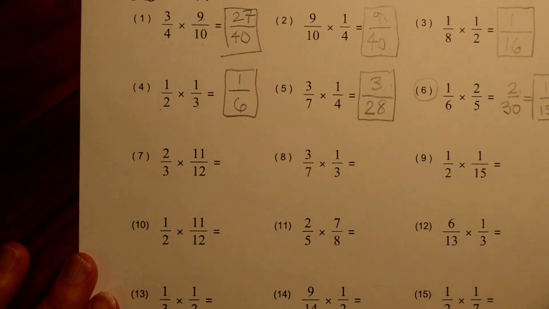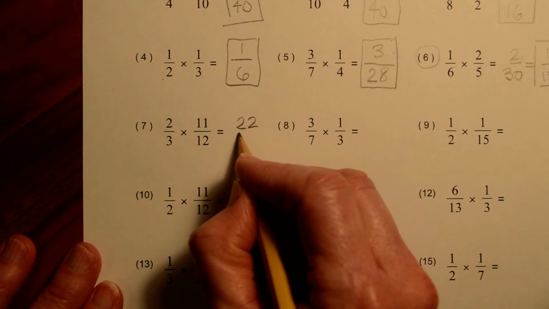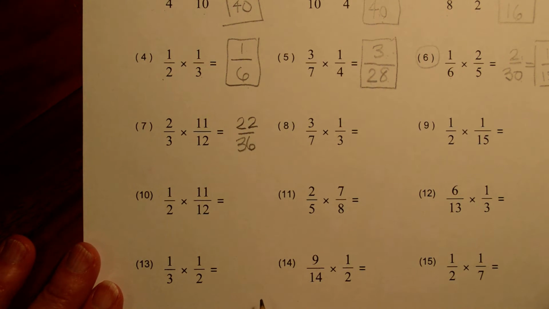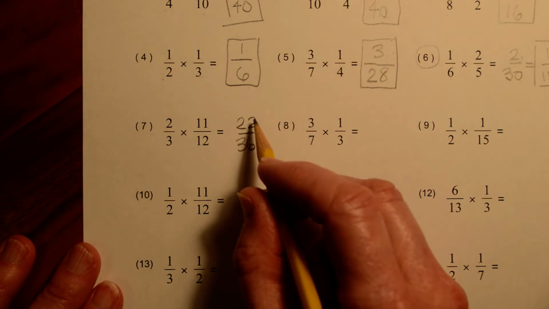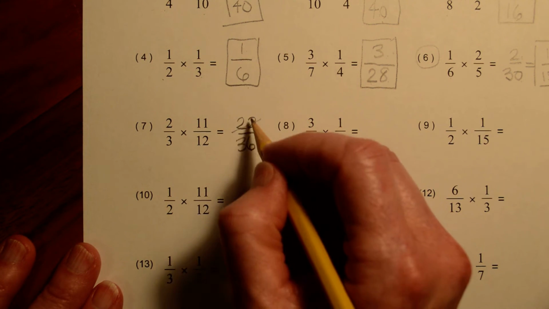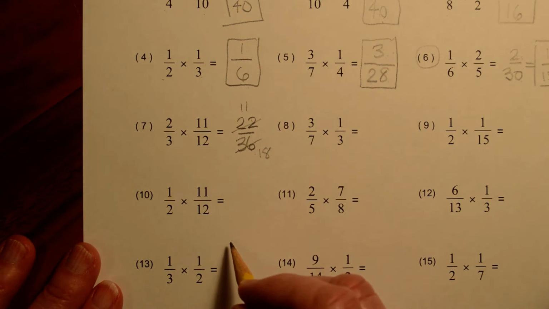Okay, number 7. 2 times 11 is 22. 3 times 12 is 36. Think about that for a second. Will it reduce? Hopefully you said yes and saw that both of them are even. They both have a 2, so this would reduce to 11, and this would reduce to 18.